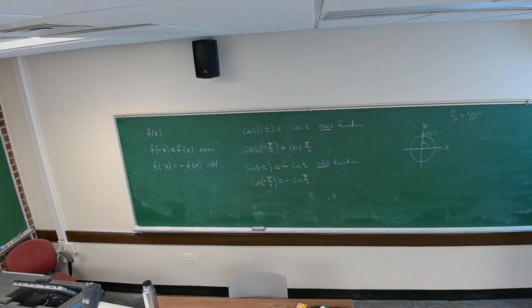In this example over here, the angle pi, which is 180 degrees, is the angle from the positive x-axis to the negative x-axis. The terminal side goes through this point here. This is the point P, and its coordinates are -1 and 0. X is -1, y is 0. So the cosine of pi is equal to -1, and the sine of pi is equal to 0.